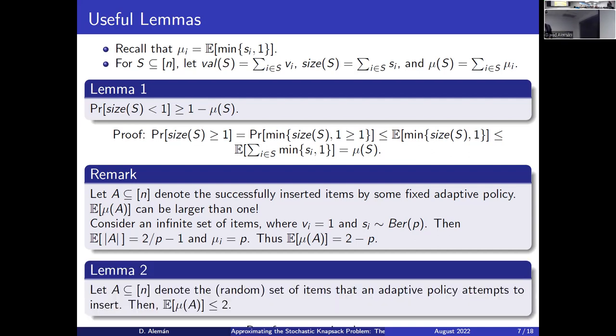One nice theorem is that the expected value of mu of A is at most two. And so for this particular lemma, we are allowed to include the overflowing item in A. So like in this remark, A denoted the successfully inserted items. And in this lemma, A denotes the set of items that the policy attempts to insert. So that includes the overflowing item. I'm not going to prove it because we don't have time, but the proof is not hard. One needs to use martingales.